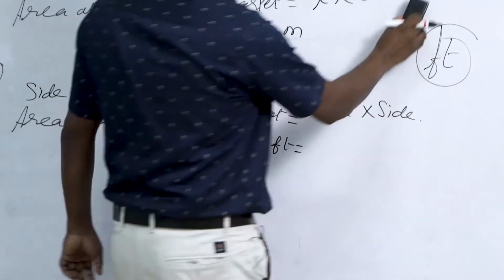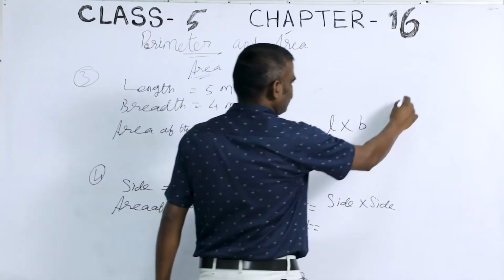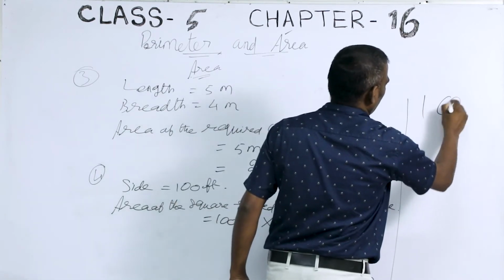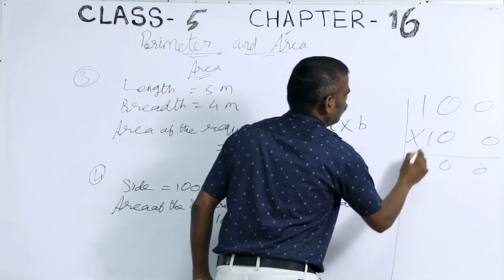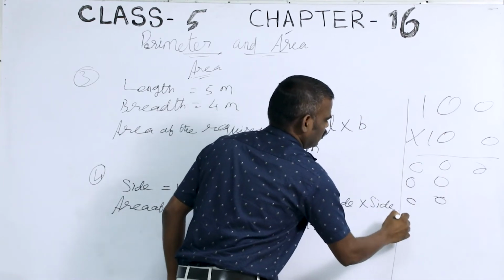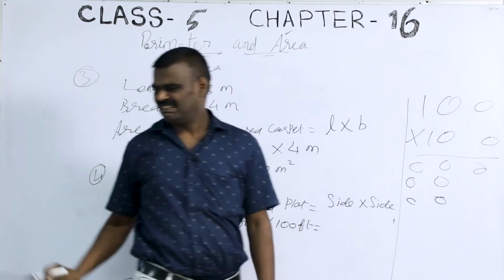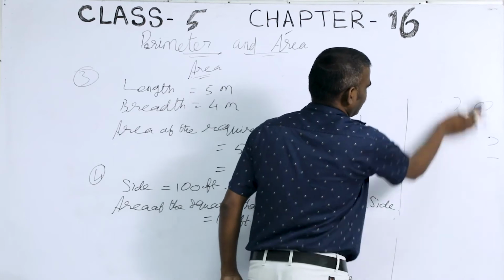Children, I am going to explain to you an easy way of multiplying. You need not multiply 100 into 100 like this: 0, 0, 0, then 0, 0, 0, 0, then 0, 0, then 0, 0, then 1. There is a lot of calculation, right? No need of wastage of time. I will teach you an easy method.